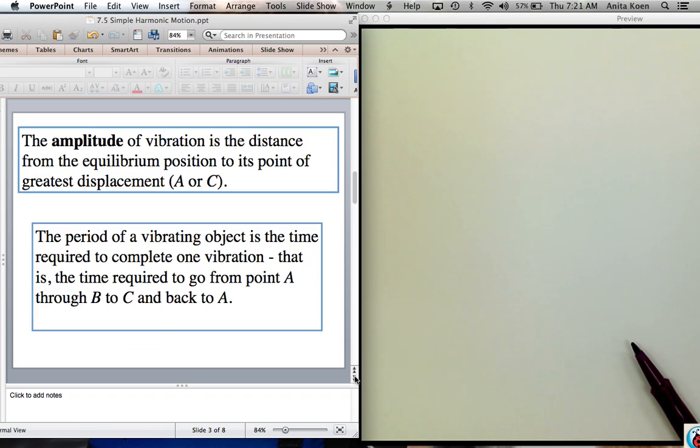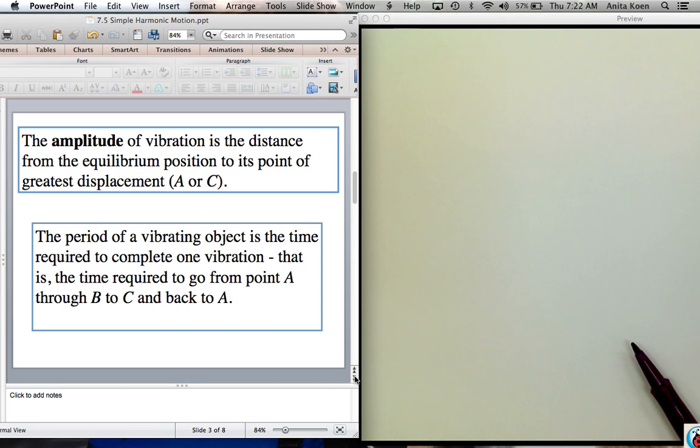The amplitude of a vibration is the distance from the equilibrium position, remember that's point B, to its point of greatest displacement. That's either A or C. That distance is the amplitude. Since amplitude is equal to a distance, it's always going to be positive.